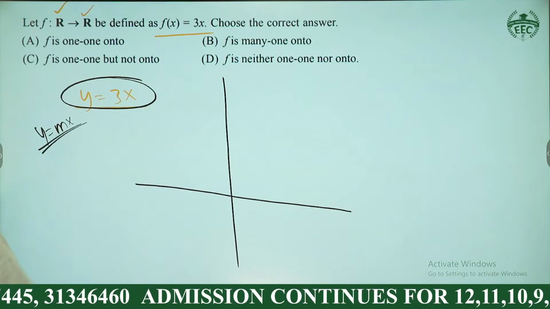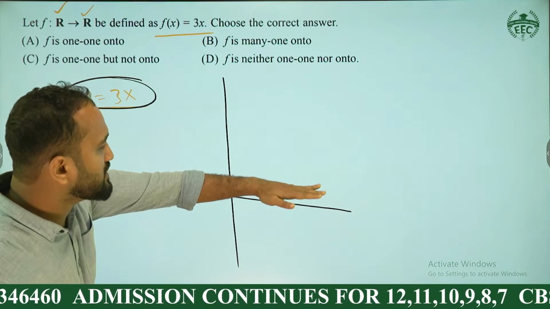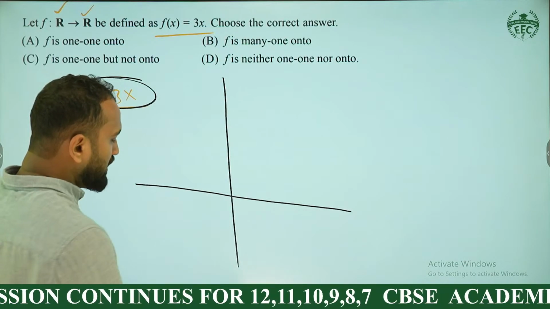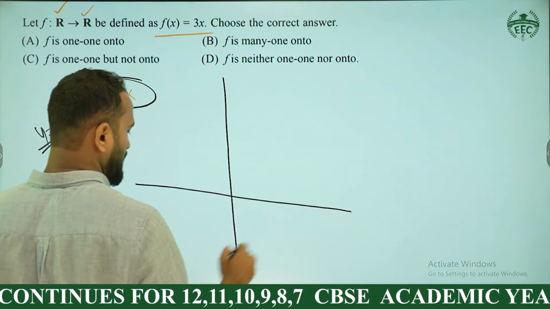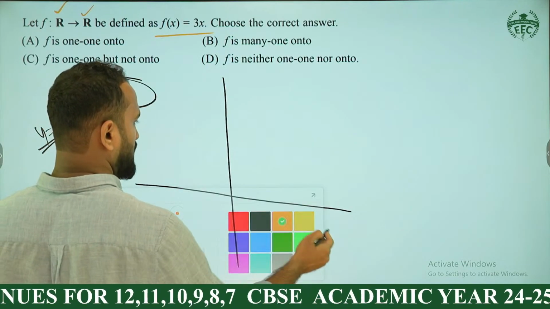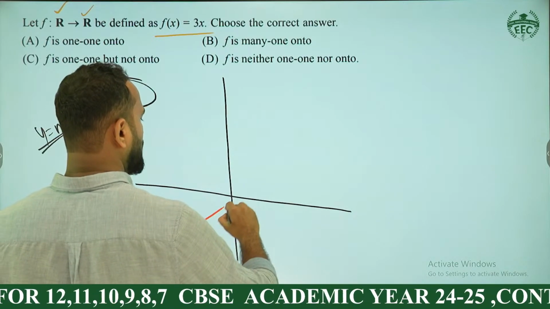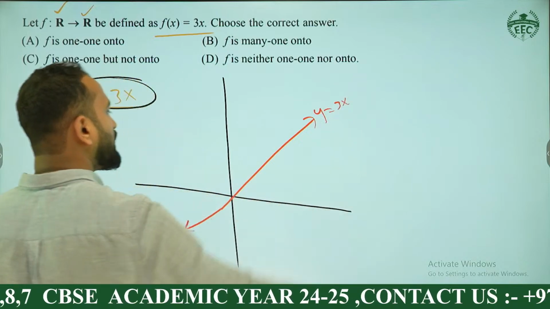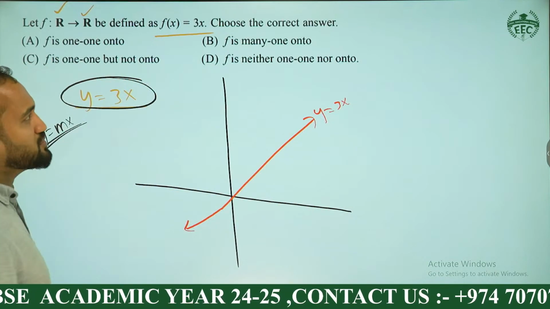y is equal to mx. As m increases, theta increases, tan theta changes, therefore m changes. Okay, but they represent a curve that is passing through origin. Okay, this is y is equal to 3x.